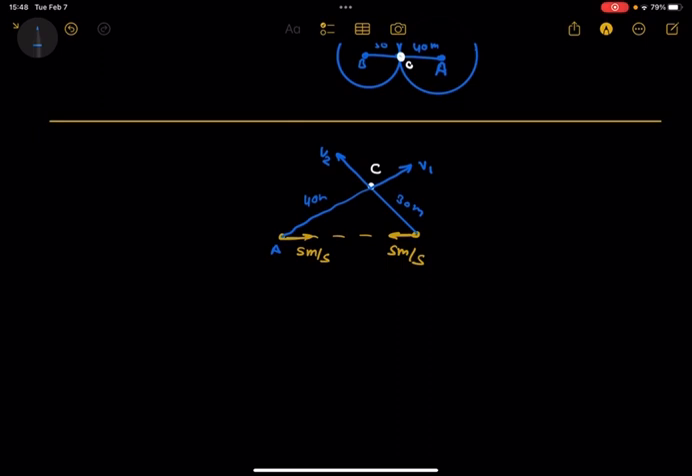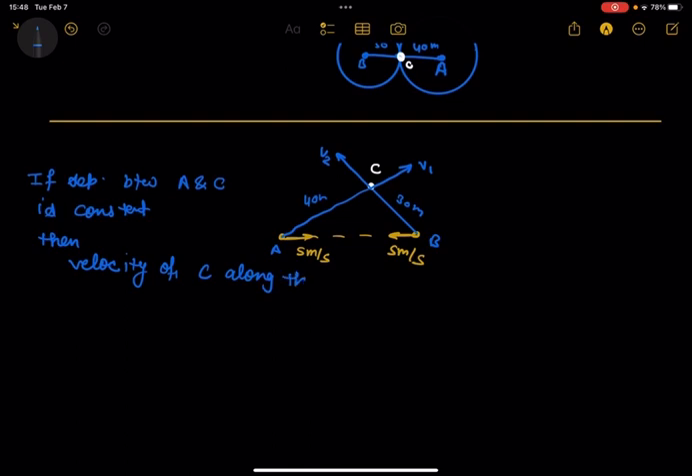I tell you one thing, just listen carefully. If the separation between A and C is constant, then the velocity of C along the line joining A and C is the same as the velocity of A along that line.